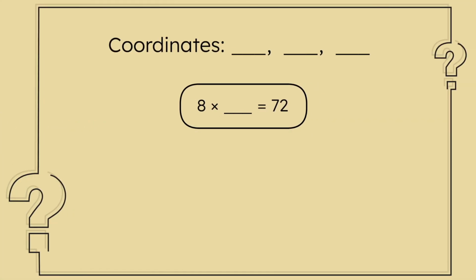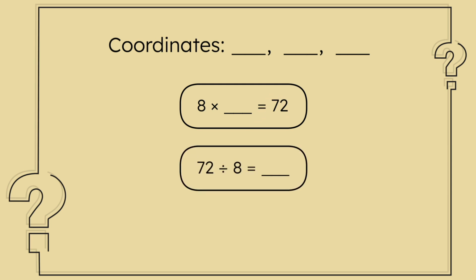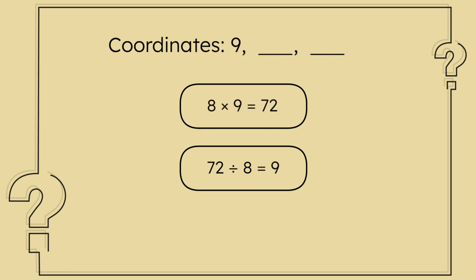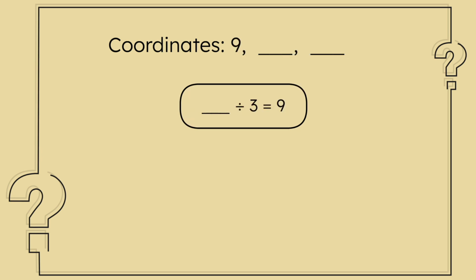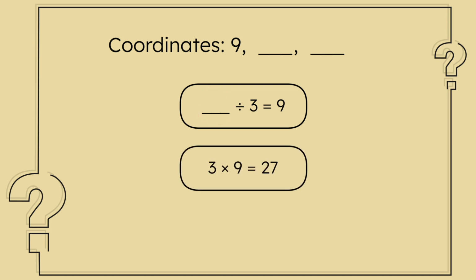For the problem 8 times something equals 72, we know our total amount, which means we can use division to solve. 72 divided by 8 equals 9, so 8 times 9 equals 72. Next, we have something divided by 3 equals 9. We don't know the total amount, so how can we figure this out? With multiplication. 3 times 9 equals 27, so 27 divided by 3 equals 9.